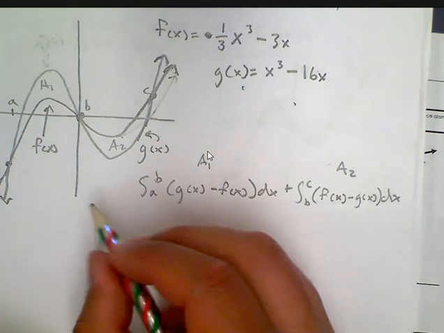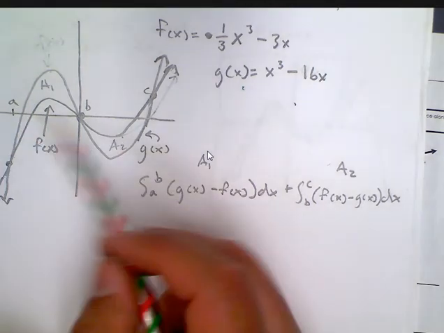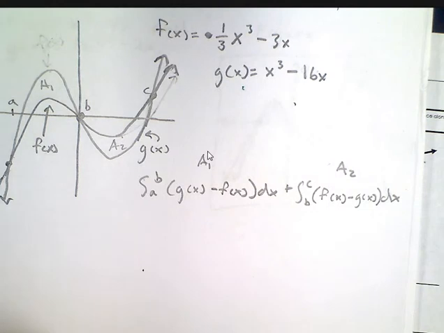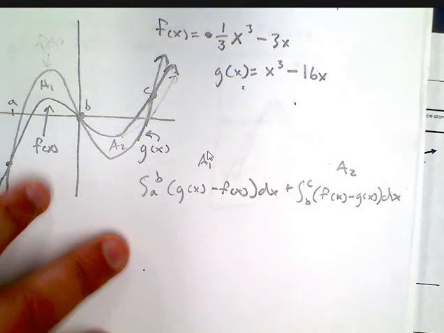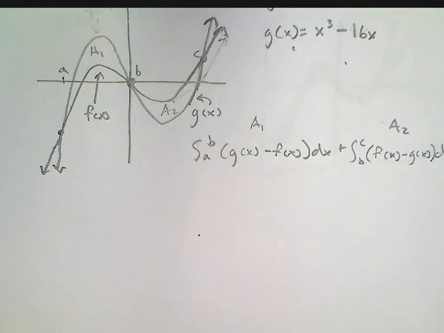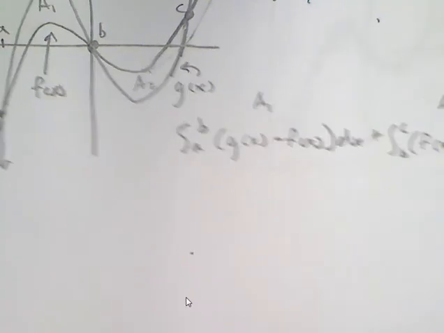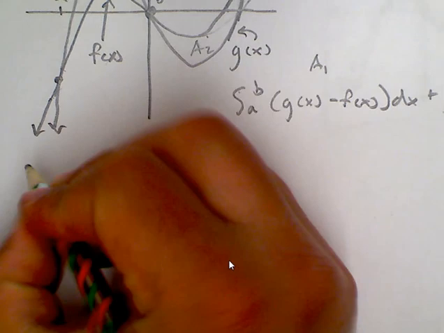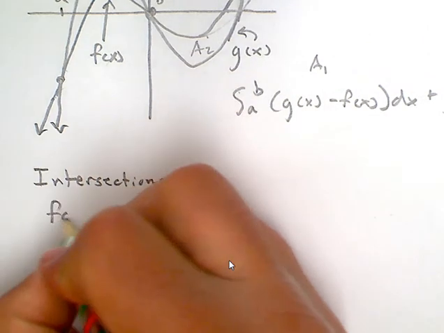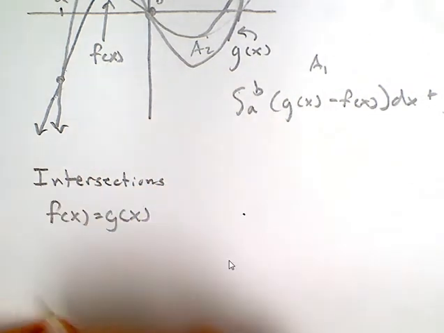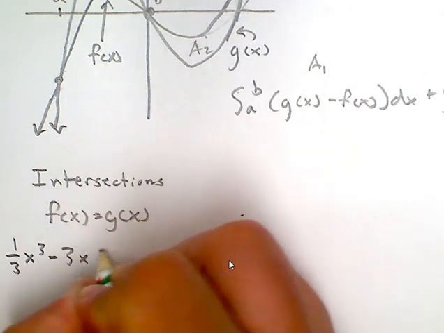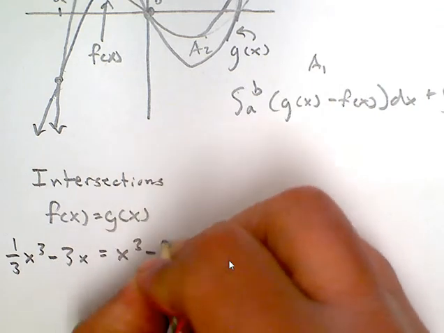So now what we got here is intersection points. If they're intersection points, let's do f of x equals g of x. Let's find those intersection points. So off to the side, to find A, B, and C, we're going to do intersection points. f of x is equal to g of x. f of x is 1/3 x cubed minus 3x equals g of x, which is x cubed minus 16x.